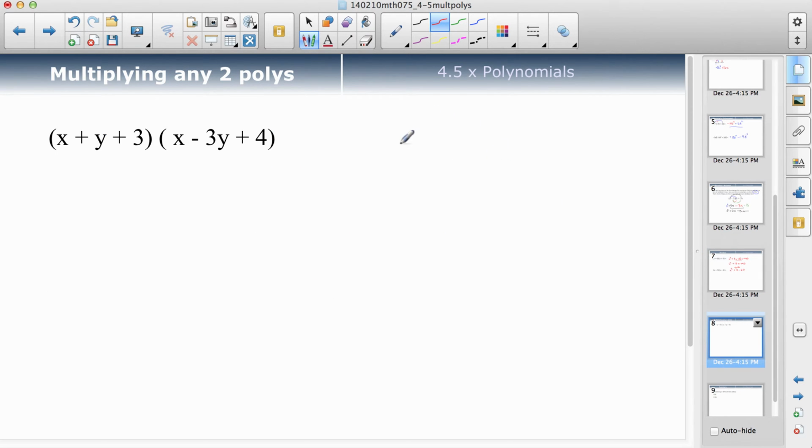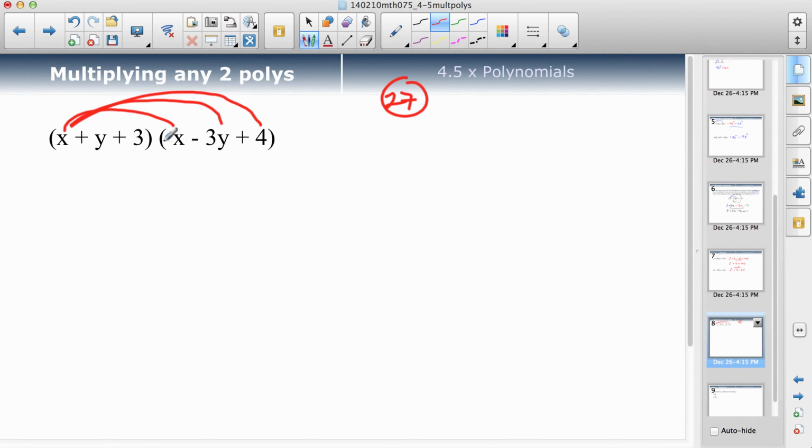Okay, let's try another one. Ooh, this one has a trinomial times. What are you going to do with that? Well, I guess I need more colors. I'd have to go the x times this x times that, and x times the positive 4. And then the y times everything, and then the 3 times everything. So really you're doing 9 multiplications, and you're having to remember 3 things for every one of those. So it's 27 things you got to get right on this product.